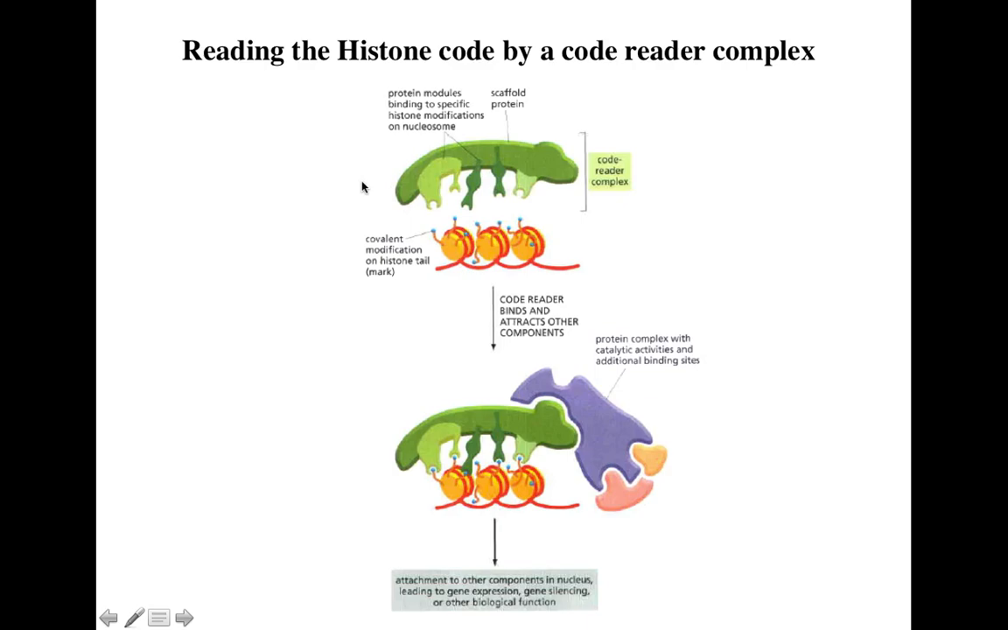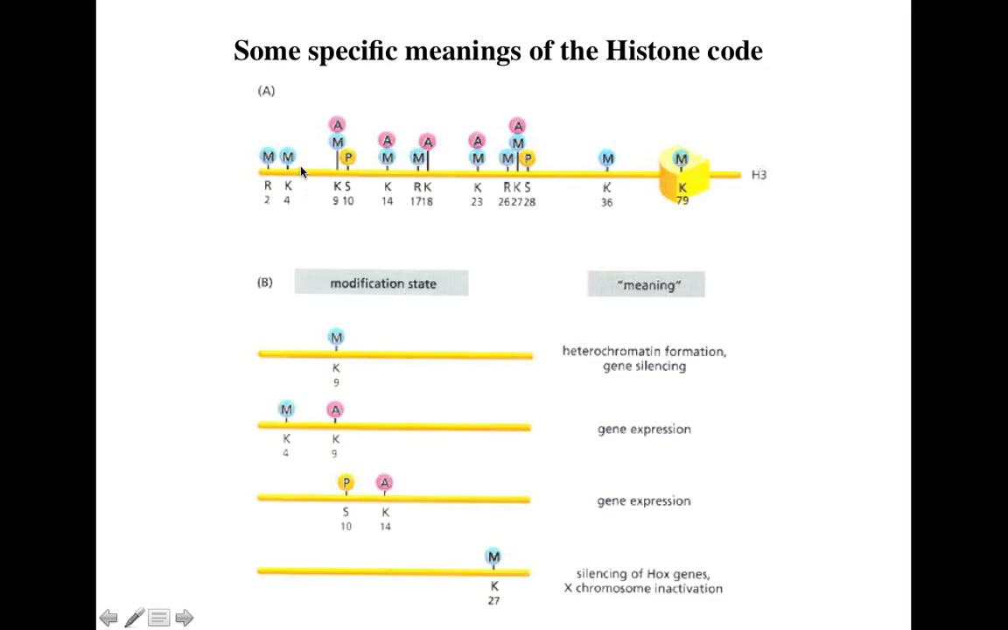And what are these reader complexes? Basically they consist of a larger protein, what we call a scaffold protein, and this scaffold protein is associated with certain smaller proteins. As the name indicates, this works as a scaffold for other smaller proteins, and these smaller proteins can recognize and bind to these covalent modifications on the histone tails or on these modified residues. Because this pattern is specific, as we have previously discussed, whether the first two residues here are methylated or acetylated, what is the status of the lysine at the ninth position, whether it is acetylated or methylated.